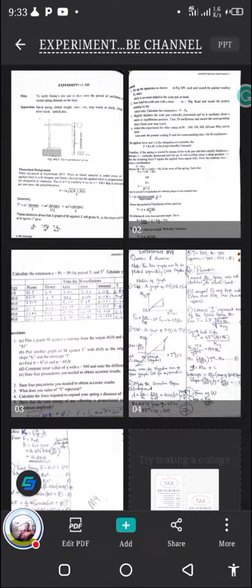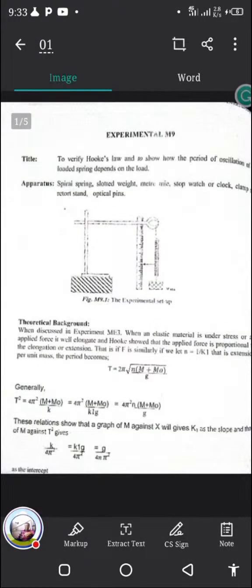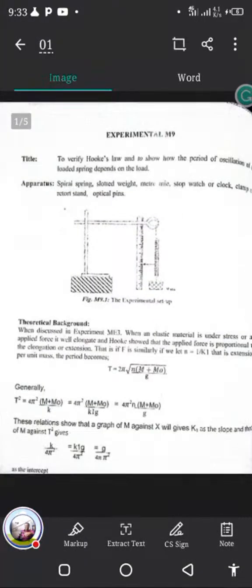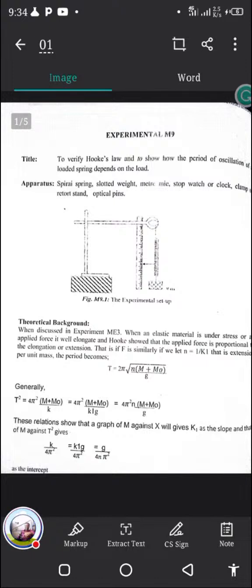Now you can see this is M9. The title they are putting in this manual is not well placed. The title of this experiment is supposed to be Hooke's law. The aim is to verify Hooke's law and to show how the period of oscillation of a loaded spring depends on the load.